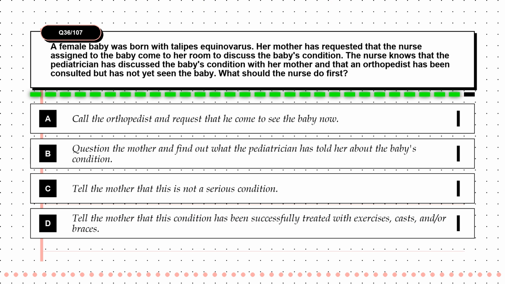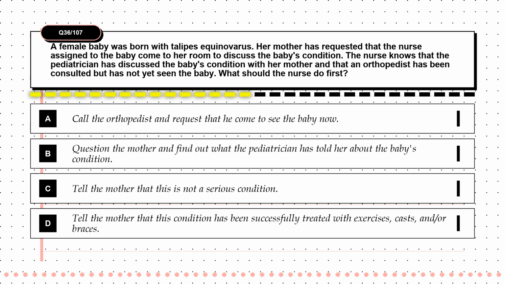Question 36. A female baby was born with Talipes equinovarus. Her mother has requested that the nurse assigned to the baby come to her room to discuss the baby's condition. The nurse knows that the pediatrician has discussed the baby's condition with her mother and that an orthopedist has been consulted but has not yet seen the baby. What should the nurse do first?